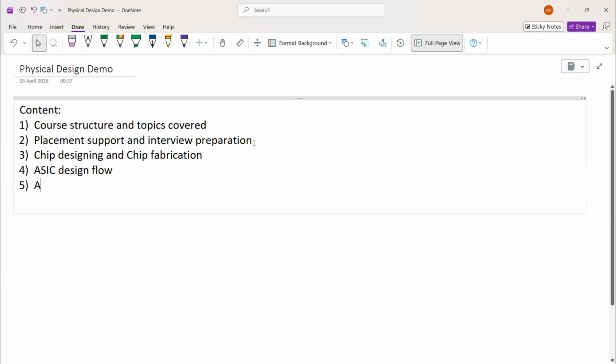I'll give you the introduction of advanced physical design topics, that is what we actually do in advanced physical design, right? And then the final sign off and tapeout process. Right, so all these things we are going to discuss. At any point of time, if you have any question, you can just let me know. Okay.